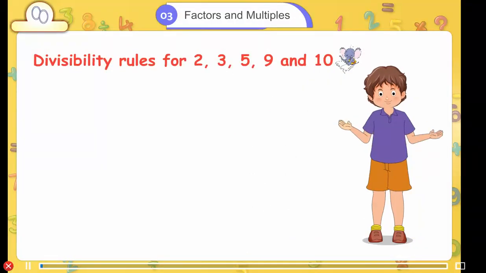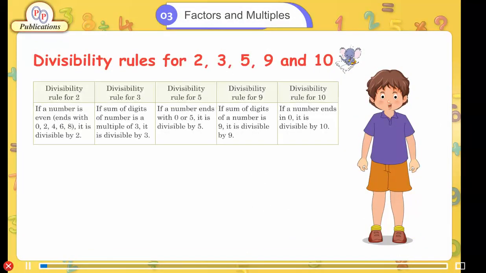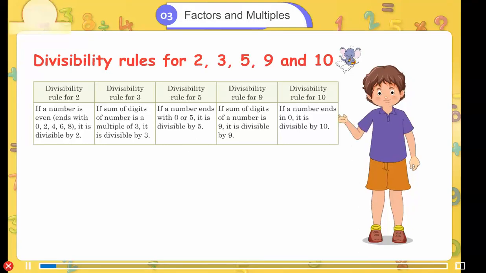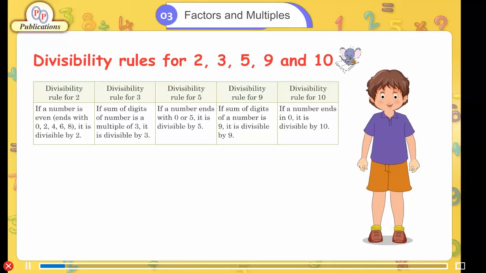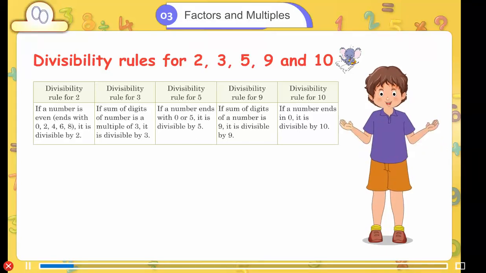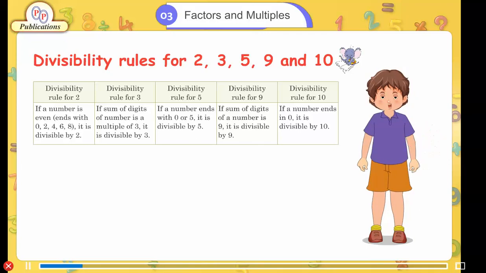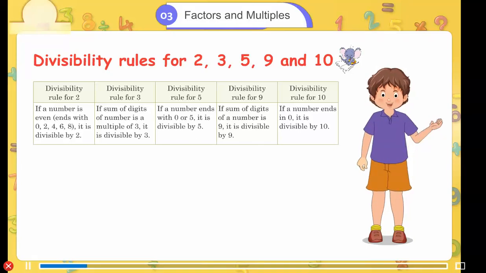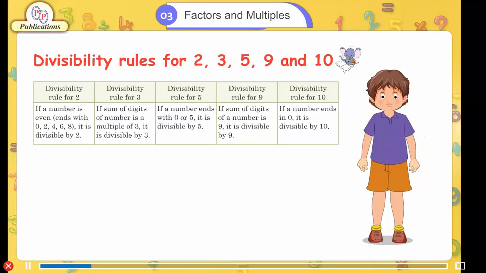Divisibility rules for 2, 3, 5, 9 and 10. Divisibility rule for 2. If a number is even, ends with 0, 2, 4, 6, 8, it is divisible by 2. Divisibility rule for 3. If the sum of digits of a number is a multiple of 3, it is divisible by 3. Divisibility rule for 5. If a number ends with 0 or 5, it is divisible by 5. Divisibility rule for 9. If the sum of digits of a number is a multiple of 9, it is divisible by 9. Divisibility rule for 10. If a number ends in 0, it is divisible by 10.